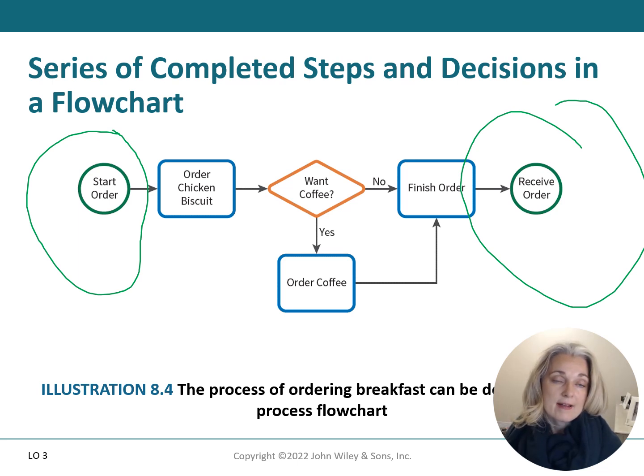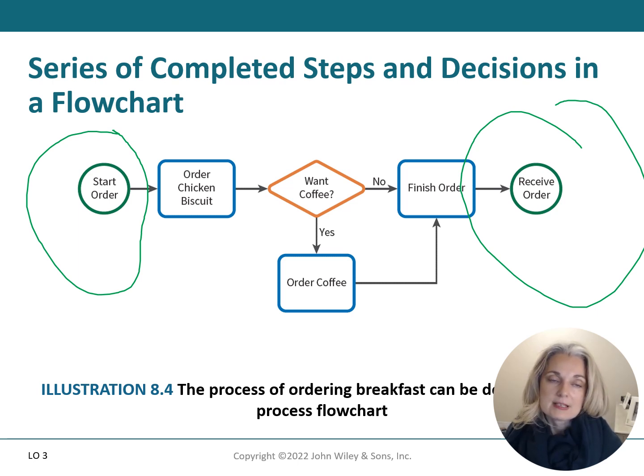So here we have a customer who orders a chicken biscuit. The server asks them whether or not they want a coffee. This is a decision point, and with a decision point you will have a yes path or a no path, a true path or a false path. So in this case, if they want a coffee, then they order the coffee as well, and then the order is finished and put into the system, and the customer receives what they asked for. If they don't want a coffee, then the order's just finished and they get their chicken biscuit.